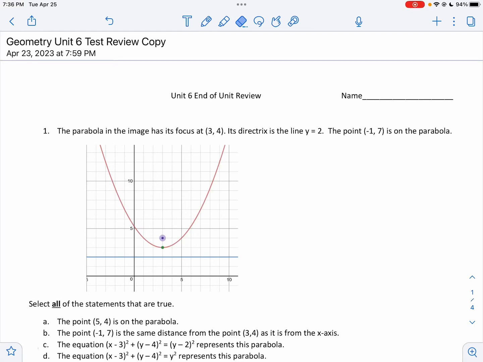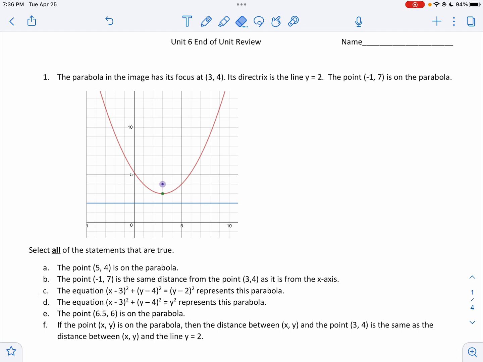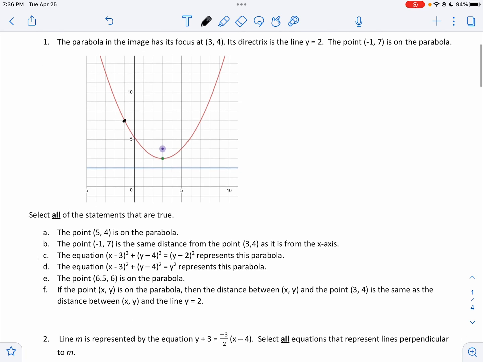Okay, we're going to start our Unit 6 end of unit review. Here in problem 1, we have a parabola with focus (3, 4) and directrix the line y equals 2. We're given that the point (-1, 7) is on the parabola, and we want to select all of the statements that are true.